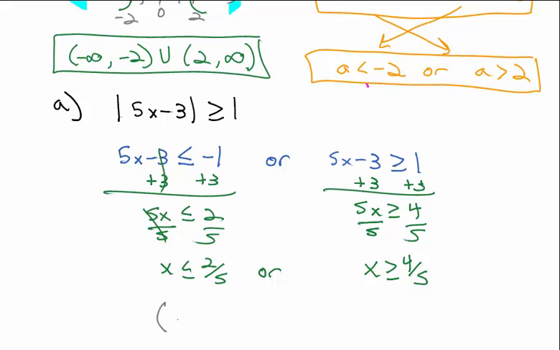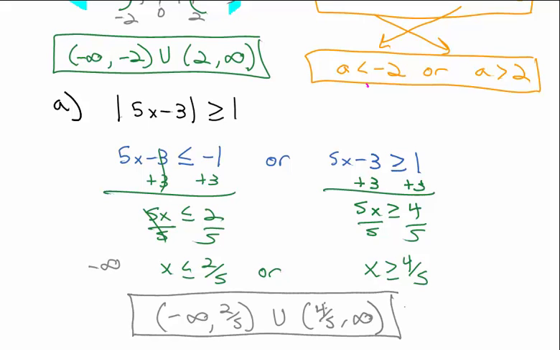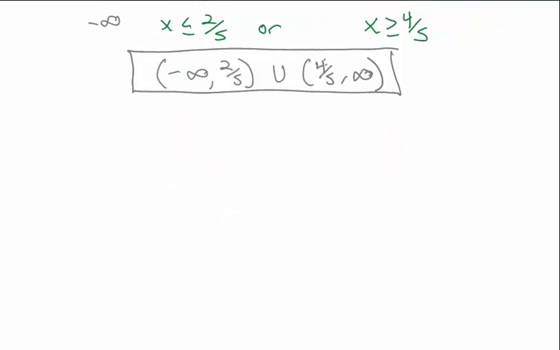Which means in interval notation, because negative infinity is on the left, we have negative infinity up to 2/5. Or is a union. And then x is greater than 4/5. So we're going to go from 4/5 to infinity for our final solution. So a little different when the absolute value is greater than a number. We do a union. Flip the inequality, flip the sign.